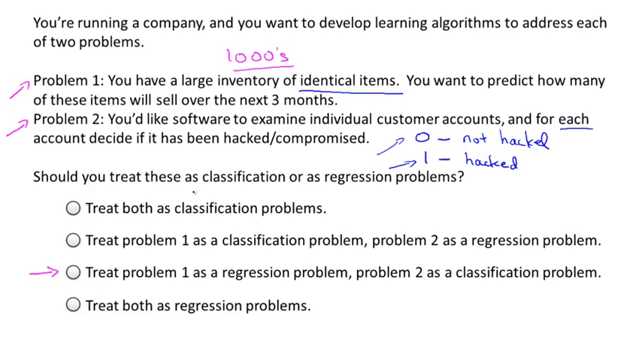So that's it for supervised learning. And in the next video, I'll talk about unsupervised learning, which is the other major category of learning algorithm.